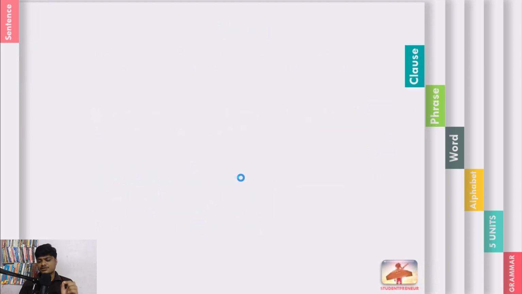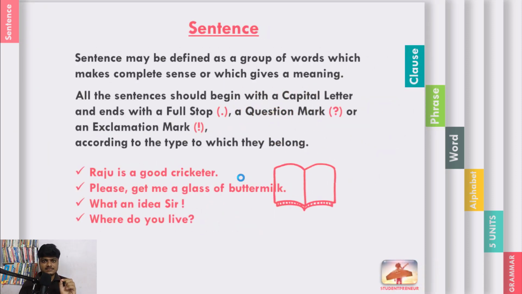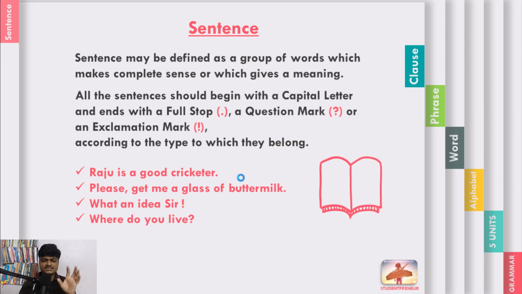The last basic unit is sentence, the fifth basic unit. Sentence may be defined as a group of words which makes complete sense or which gives a meaning. Generally it starts with a capital letter and ends with a question mark, a full stop or an exclamation mark, depending on the type of sentence it belongs to. For example, Raju is a good cricketer. It is a sentence. It started with capital letter R and ended with a full stop.